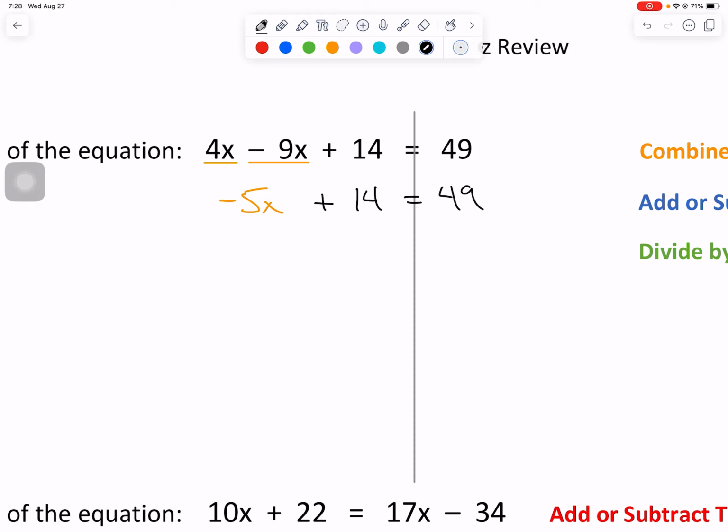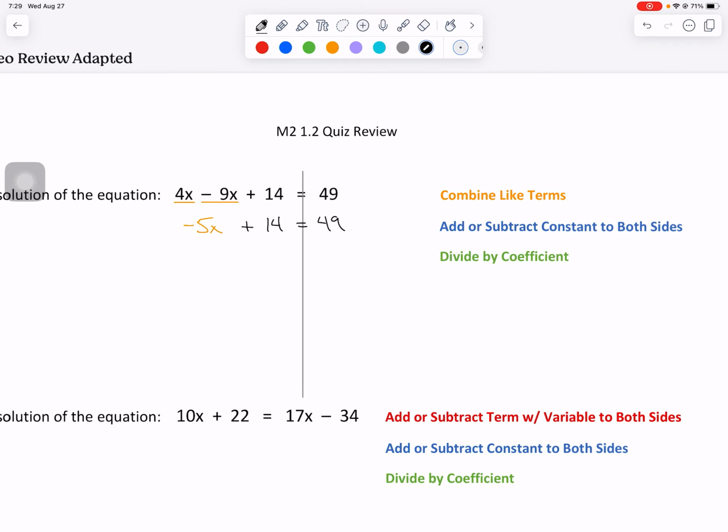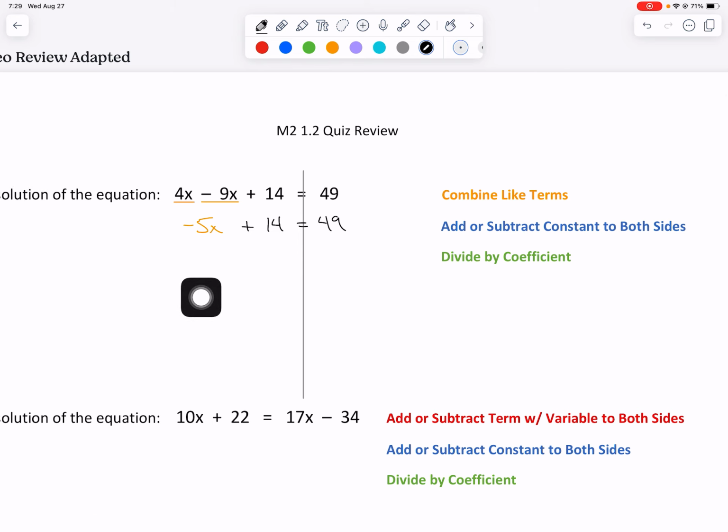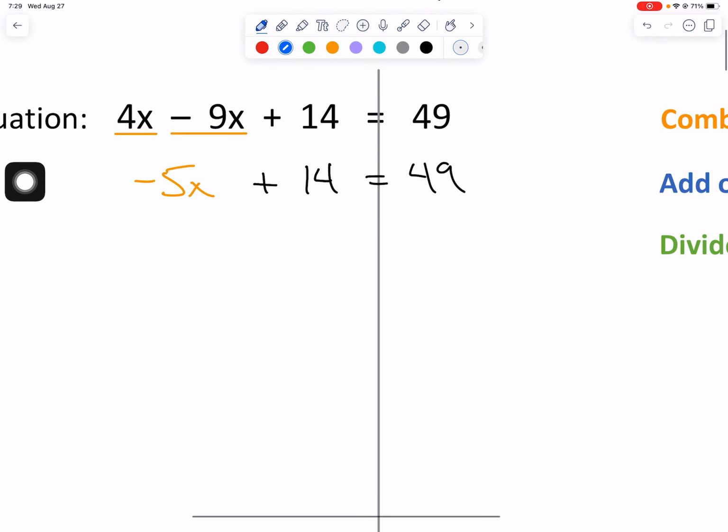Now that we've simplified as much as we can with this one, we will play the game of inverse operations in step 2 in blue. Add or subtract the constant to both sides. Yes, we are going to subtract the constant, the number by itself, that's on the same side as the term with the variable, x in this case. And what's on the same side as the negative 5x? Yes, it is the plus 14.